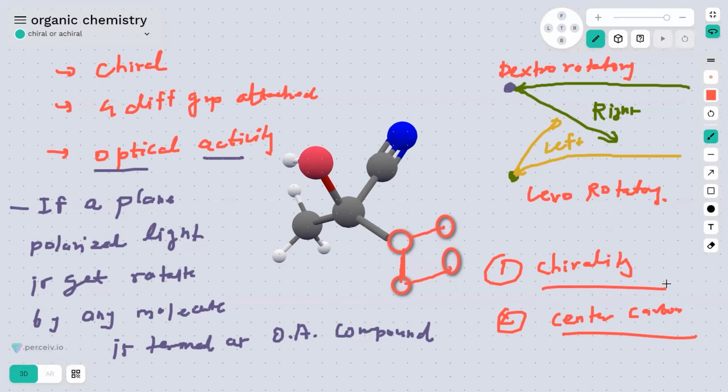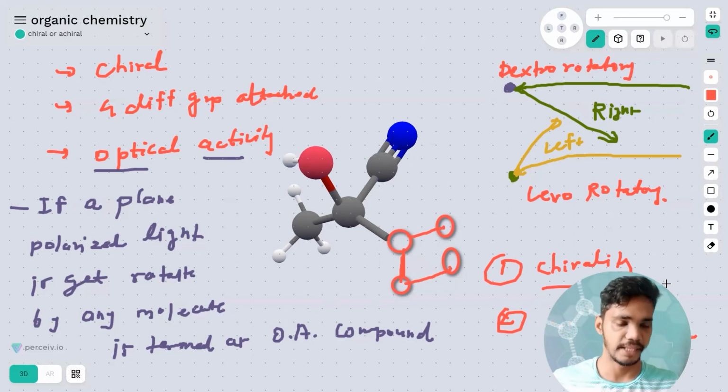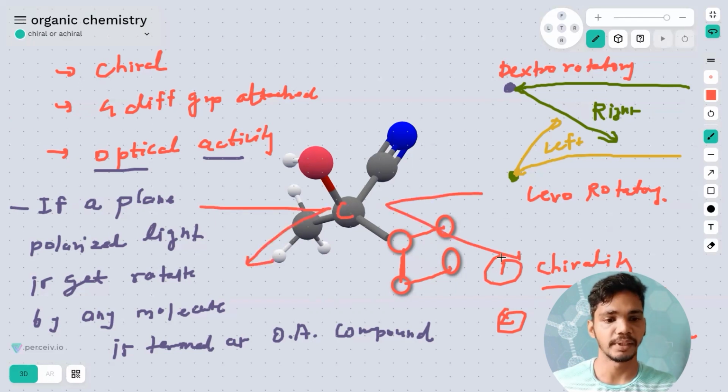So any molecule defined as an optically active compound should possess a chiral center. Here in this molecule, this is a chiral center. If plane polarized light comes here, it may rotate this way or maybe this side. Depending upon the rotation, it's named dextrorotatory or levorotatory. So this is the point, right?